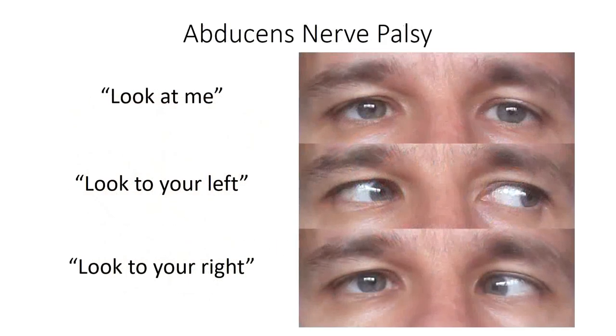Due to the simplicity of the single muscle it innervates, abducens nerve palsy is probably the easiest to diagnose. In a resting position, the affected eye seems to deviate medially due to the unequal pull of the medial rectus muscle. As a result, patients typically present with their heads turned to the affected side to reduce double vision.